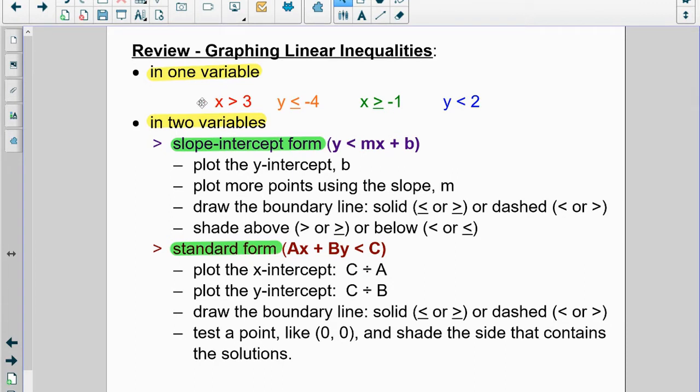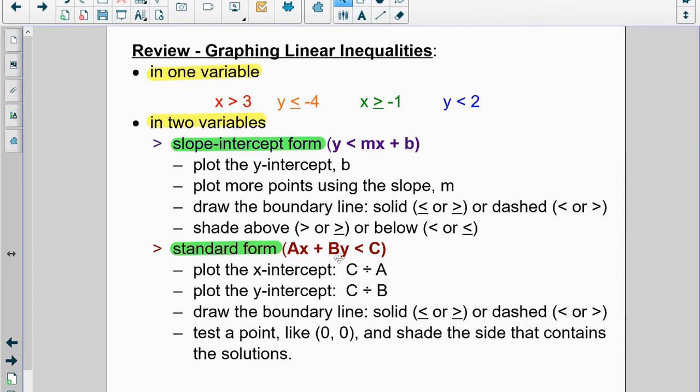We still want to graph a boundary line, and we want to show which side of the boundary line contains the solutions. Some examples of those inequalities are listed here in red, orange, green, and blue. Now, there are also those linear inequalities in two variables. And when we see those, we have to determine, is the inequality in slope-intercept form, where the y is by itself, or is it in standard form, where the x and the y terms are both on the same side of the inequality symbol, usually on the left?